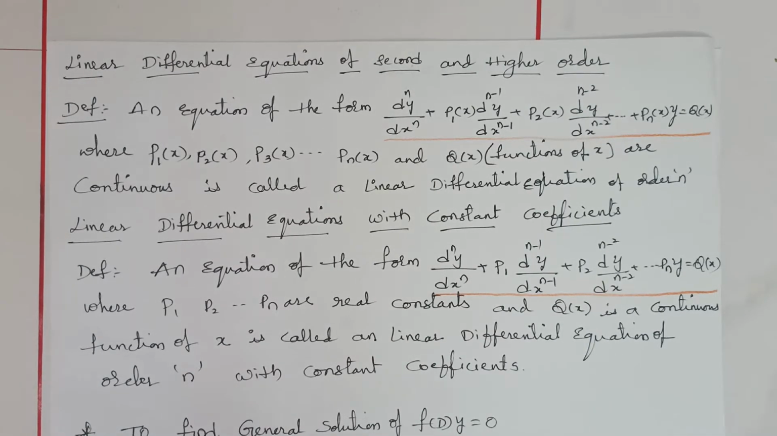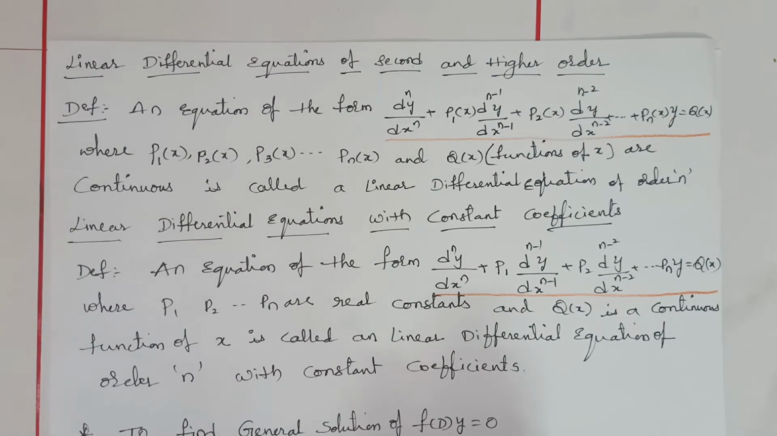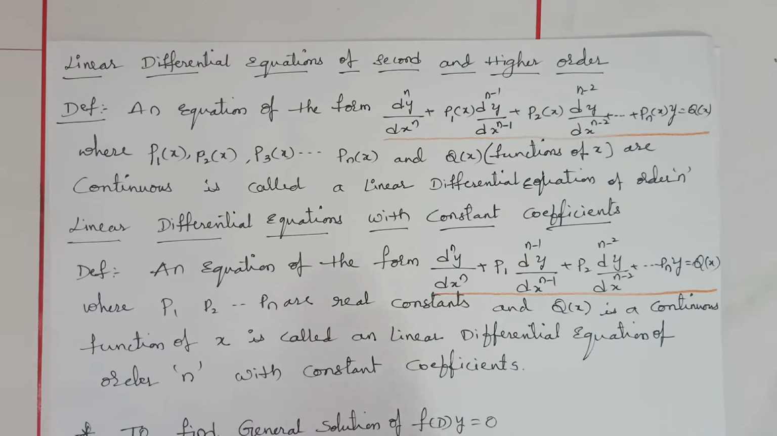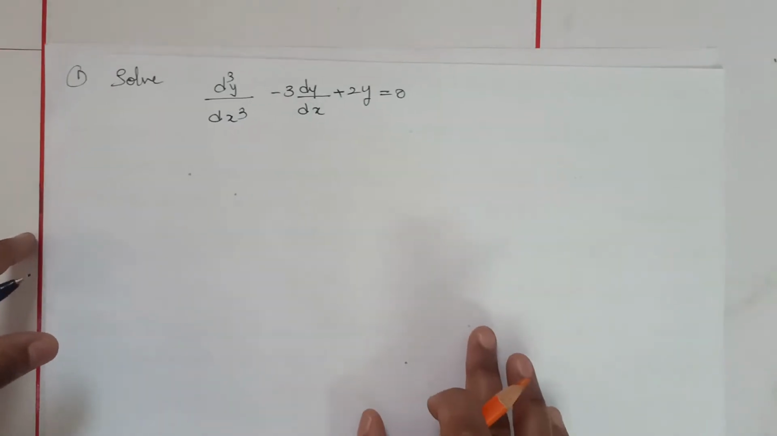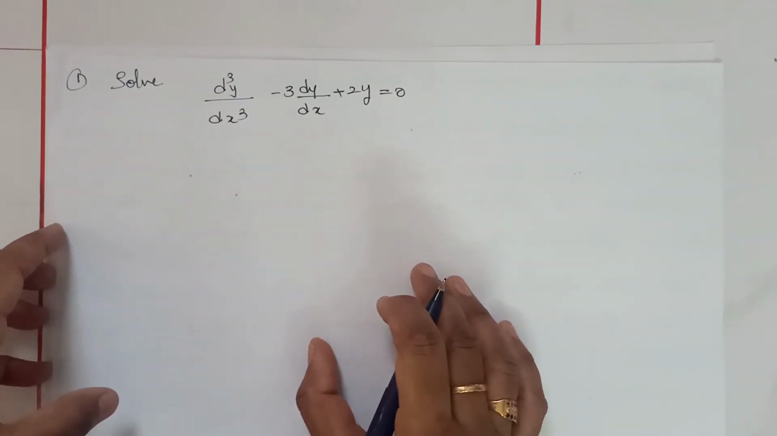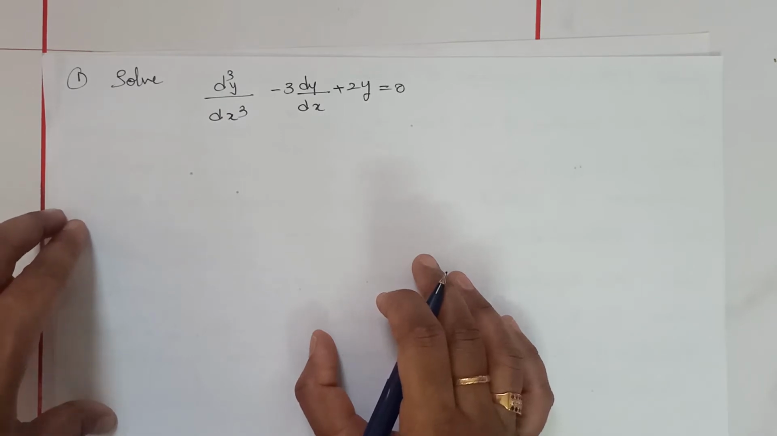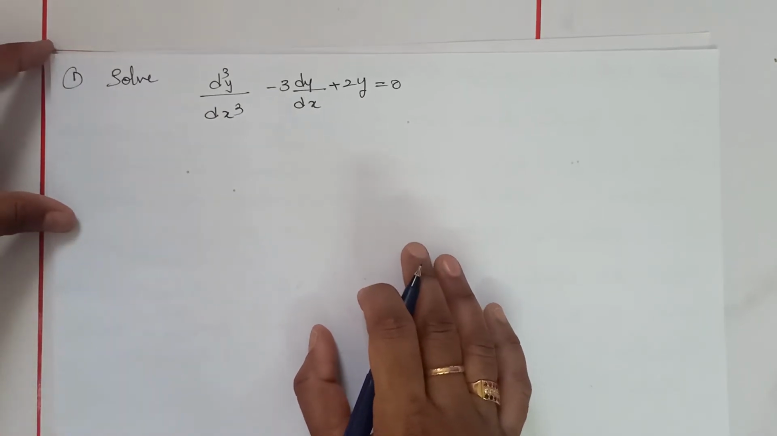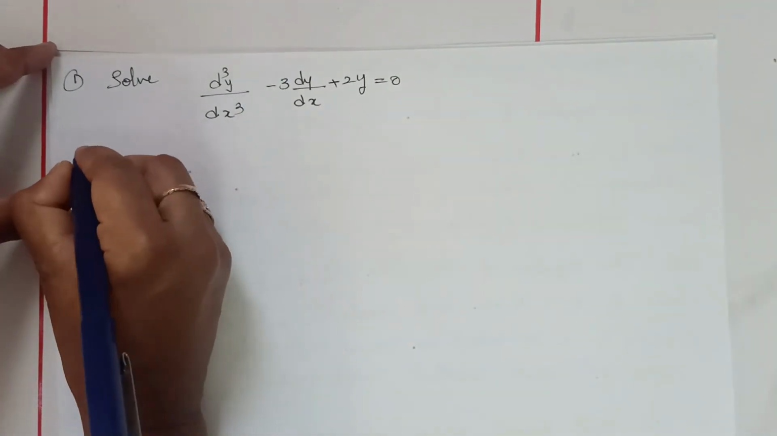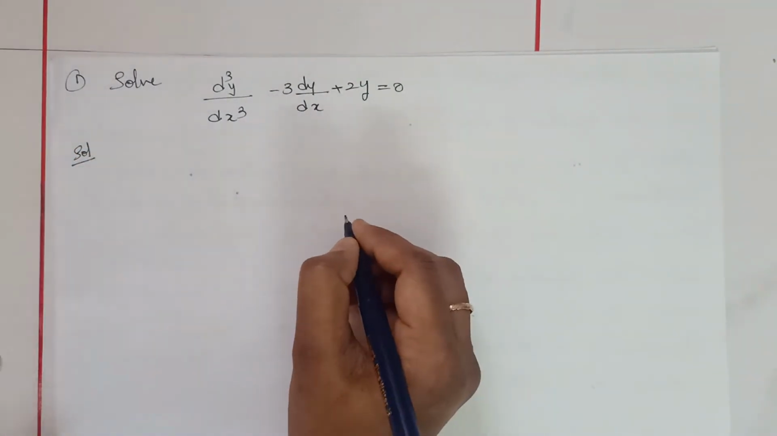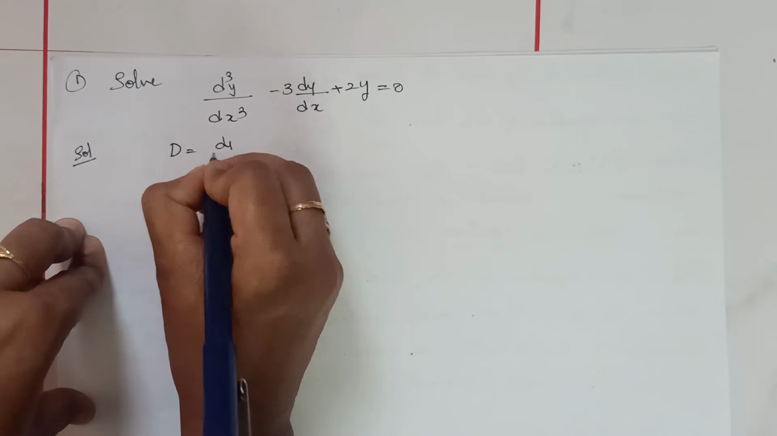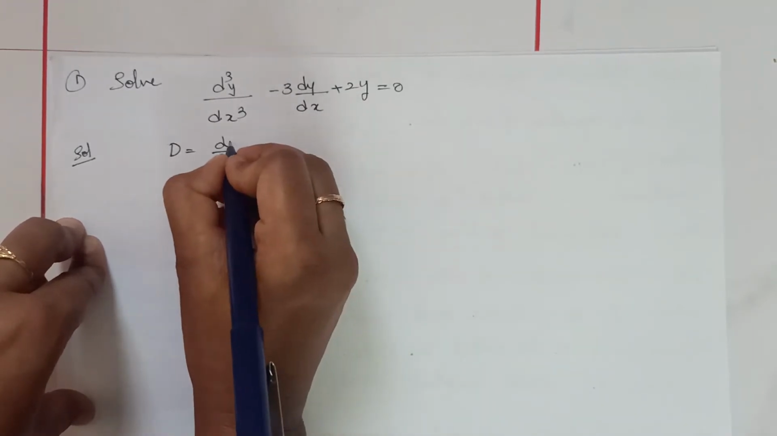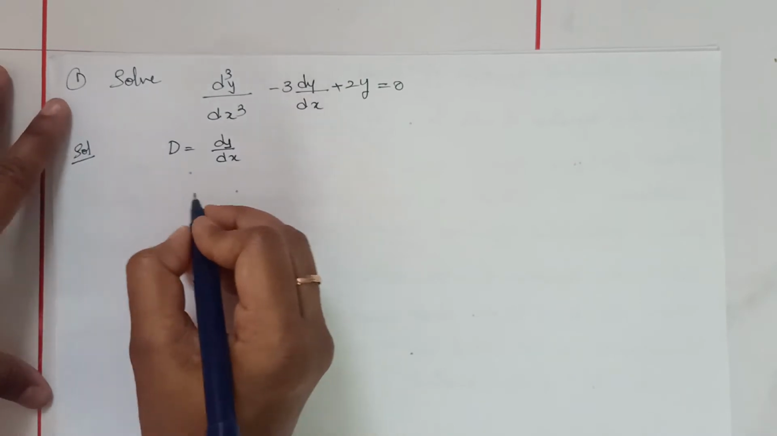Now we'll discuss how to find the general solution of f(D) y = 0. If you have this type of equation, how to find the general solution of this differential equation, we'll see in the next example. Now we solve one problem. Solve d^3 y/dx^3 - 3 dy/dx + 2y = 0, which is in the form of a differential equation f(D) y = 0. Here you need to remember the differential operator D = d/dx.